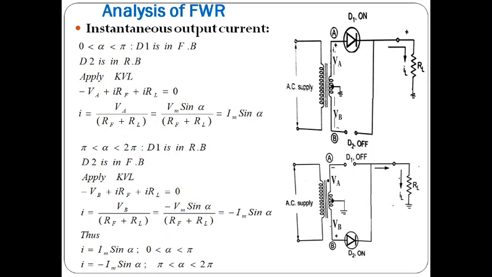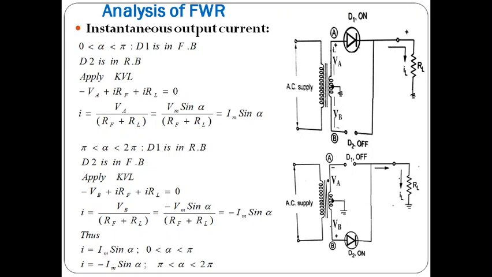By applying the KVL, we can write minus VA plus I RF plus I RL equals 0. This RF is nothing but the forward resistance offered by the diode D1. So from that we can say I equals VA by RF plus RL. So we are considering VA equals Vm sin α, and Vm sin α by RF plus RL equals Im sin α.